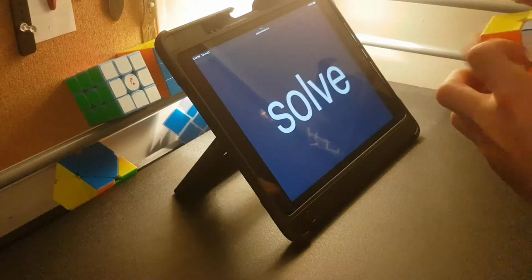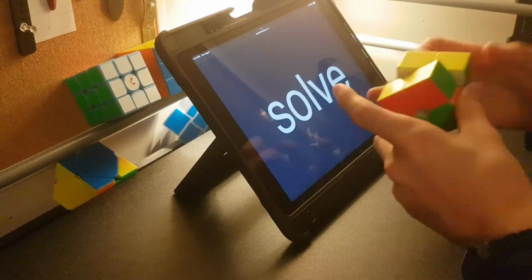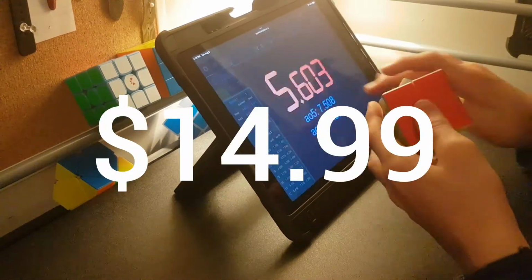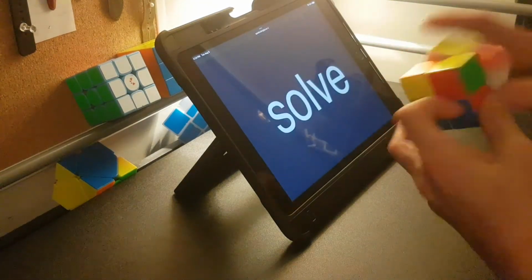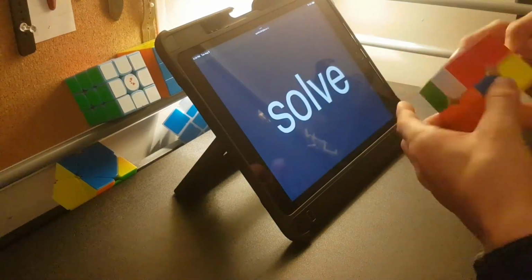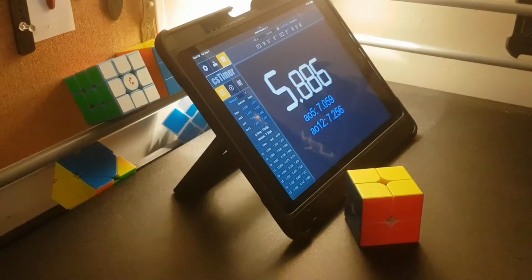This cube is the standard 50 millimeters and weighs 62 grams. It comes in at about $14.99, the most expensive on this list. It is my main, and the reason I use this cube is because it's fast, yet stable, and still manages to have adjustable magnets. Well, that's all for today.